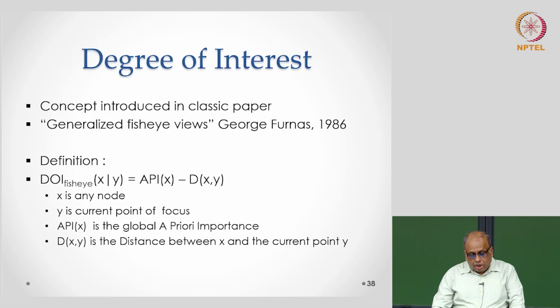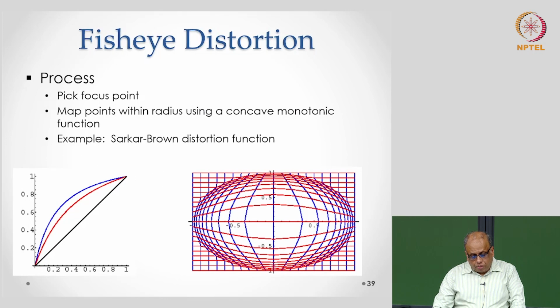This is the basic idea of focus plus context, and it is called fisheye distortion because fishes underneath the sea have both the focus and the context in their eyesight. So you pick focus points and map points within a radius. The things that are near you will be shown, but things that are far away you will also try to show, especially if they are important.